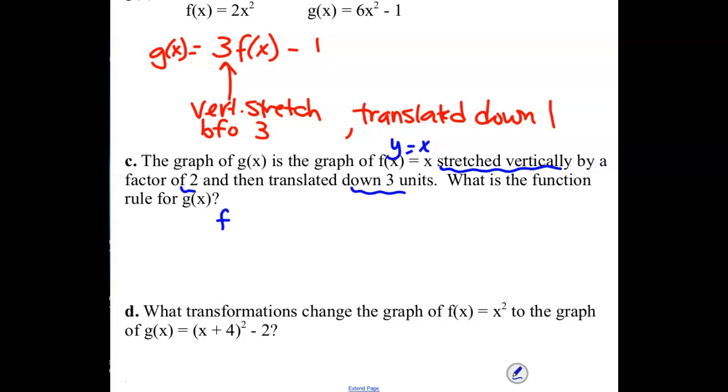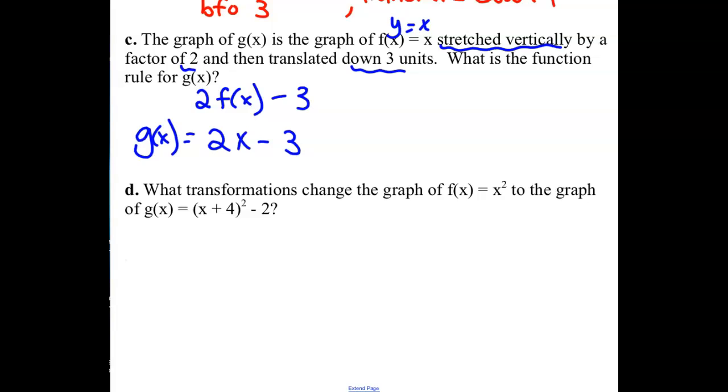I have to take f of x, I have to multiply it by 2, and then subtract 3. I want to go down 3. Okay, so now just dump in your initial equation. F of x was just an x, so 2x minus 3 will be our new function. Okay, it'll take that line, stretch it vertically. In this case, it changed the slope, right? Slope is twice as steep, and then moved it down 3.